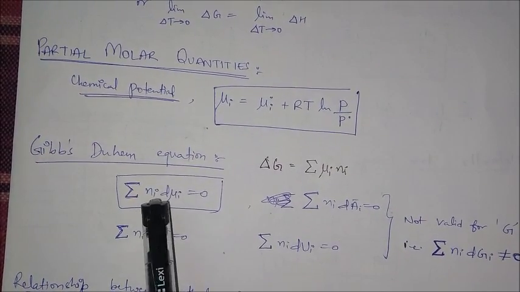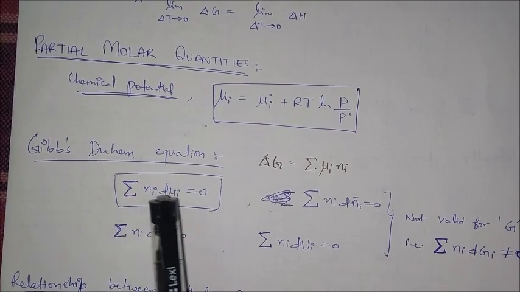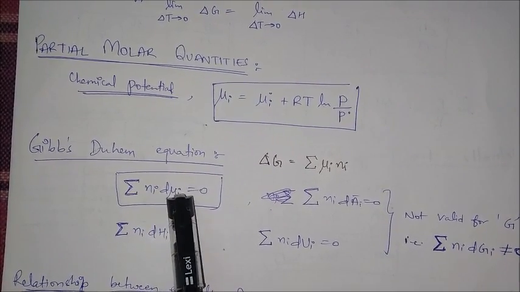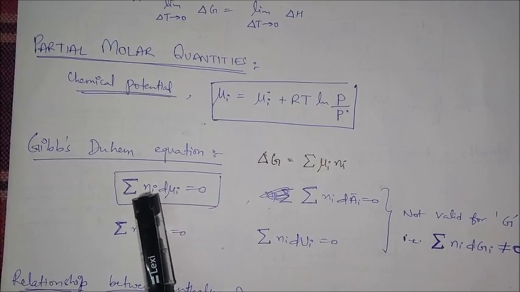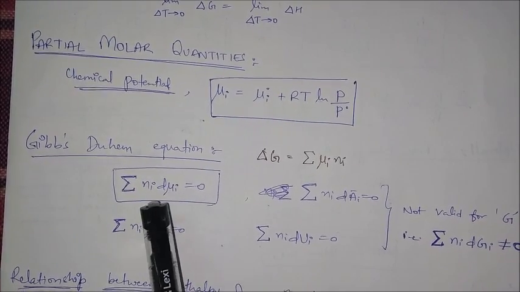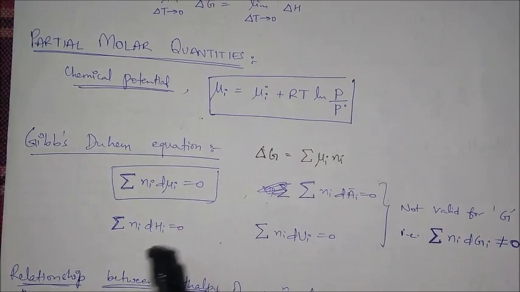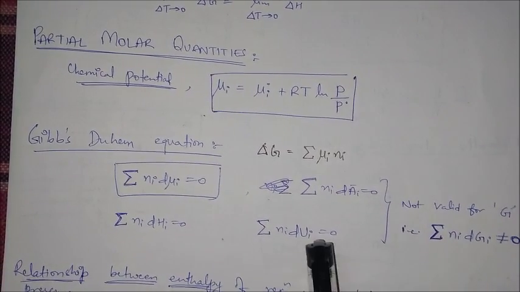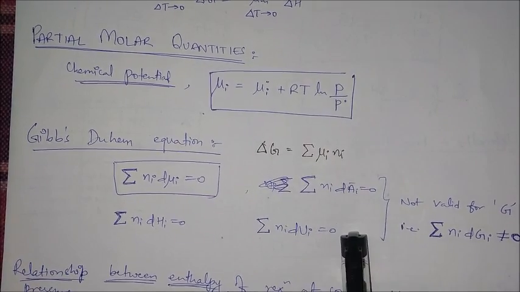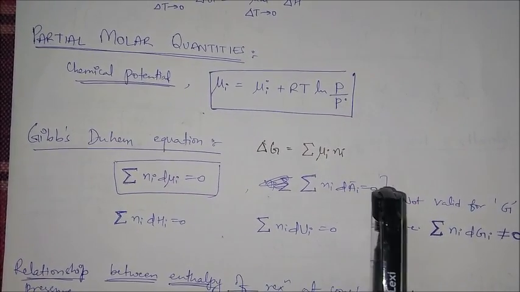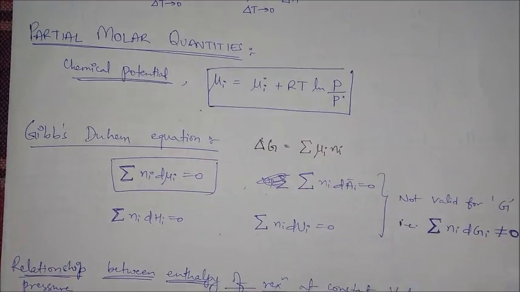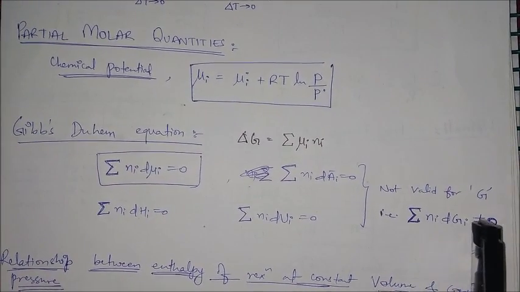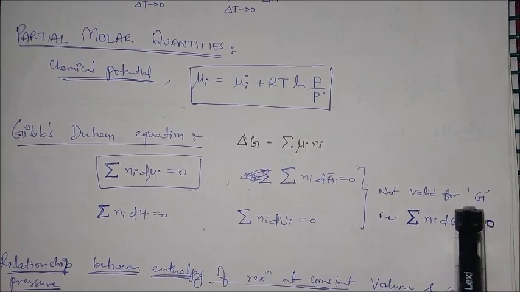So the Gibbs-Duhem equation is the summation of Ni d mu i, the change in chemical potential multiplied by the number of moles. Okay, so this is equal to 0. Now this holds for everything. If you replace the chemical potential with enthalpy, then also this will be 0. If you replace it with internal energy, then also 0. If you replace it with Helmholtz free energy, then also it is 0, but it is not valid for G. If you write Ni dGi, then that will not be equal to 0. So you should keep this in mind.